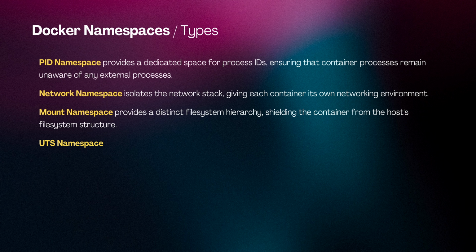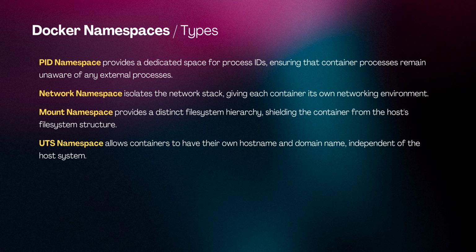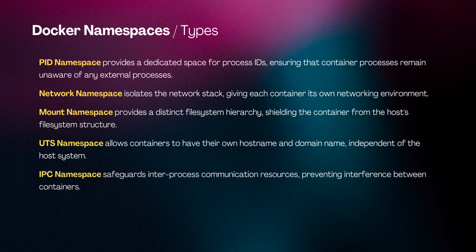UTS namespace. It allows containers to have their own hostname and domain name independent of the host system. IPC namespace. It safeguards inter-process communication resources, preventing interference between containers.